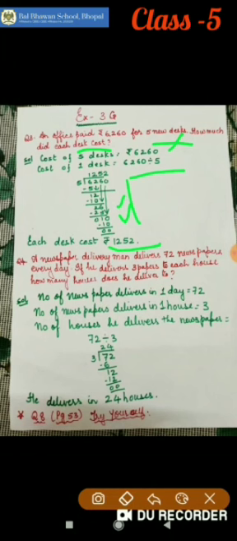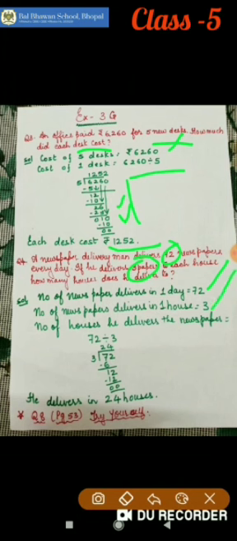Now the fourth question. A newspaper delivery man delivers 72 newspapers every day. Total number of newspapers he delivers is 72. If he delivers 3 papers in each house, means in one house he is giving how many papers? 3 papers. He gives 3 papers in one house. How many houses? In how many houses does he distribute papers? So the number of papers delivered in one day, 72. In one house, 3 papers. So in how many houses did he distribute?